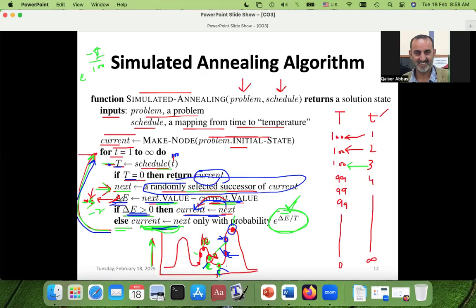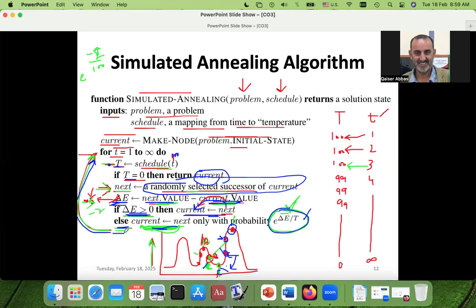And if your delta E is negative, when will it be negative? When your next is lower value and current has the higher value, then it will be negative. And when you have a negative value, then this else part will execute depending upon this condition. And if this probability value is slightly less than 1, only then you are allowing it. And this negative also means going in the downward direction, not in the upward direction.